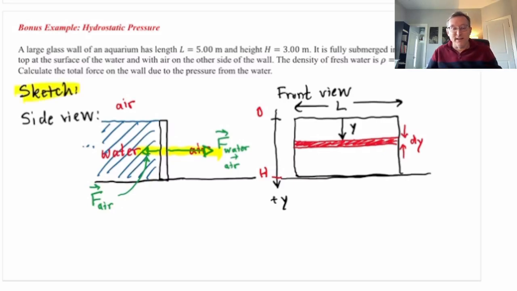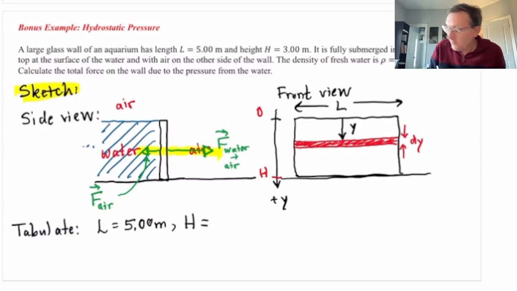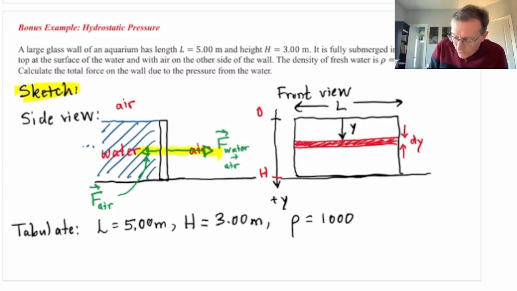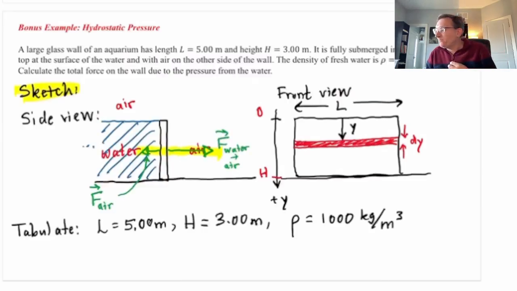Now, part of our problem-solving approach is to draw a sketch. That's the first S in STEMS. Then there's a T in STEMS. T stands for tabulate. What are we given? Well, we know the length L of the glass wall, 5 meters. The height H, 3 meters. And we know the density, rho, of the fresh water used to fill this tank, 1,000 kilograms per meter cubed. So that's tabulating what we know.